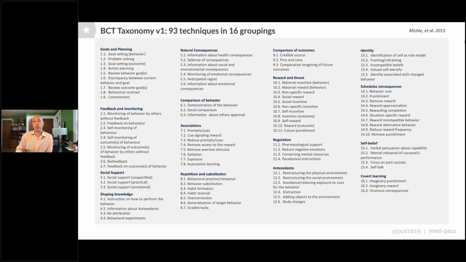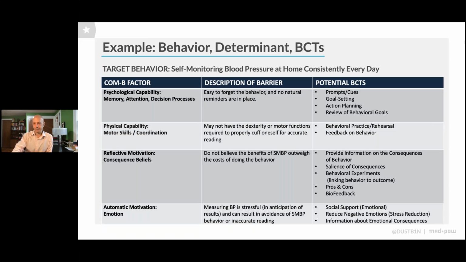We may not be familiar with. If you look those up, there are definitions and examples assigned to all of those. And again, they map within intervention functions and to those COM-B factors.